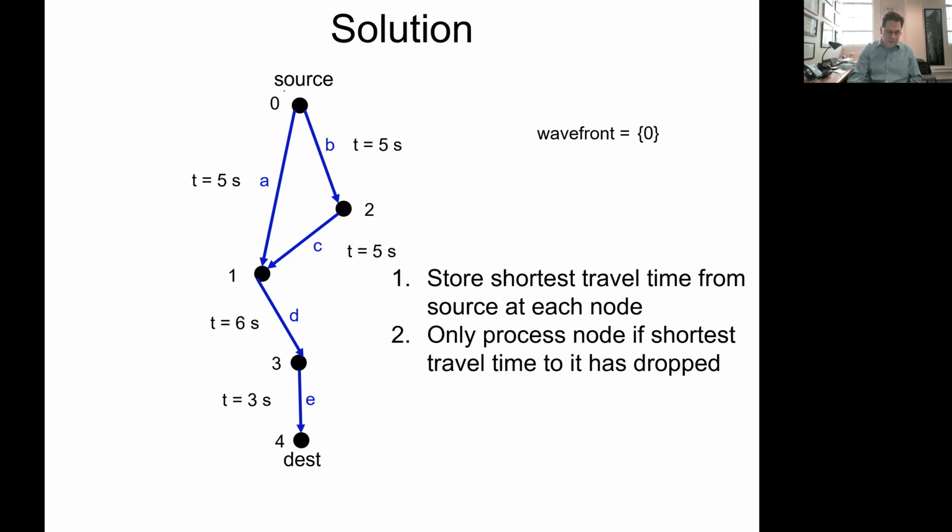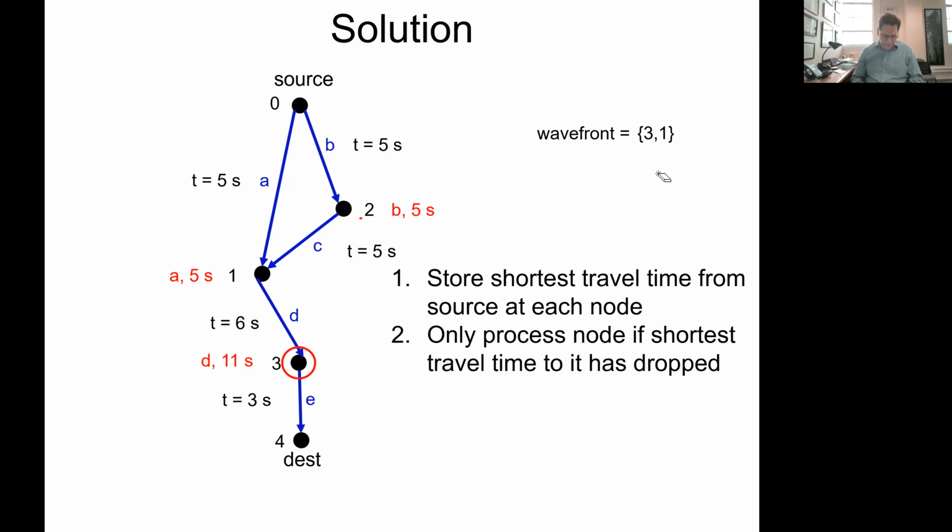So we start at the source, we put that in the wavefront. Okay, that's not our destination, so we put the two things that it can reach, node 1 and node 2, in the wavefront. All right, we pull node 1 off first, we record that we got there through edge A, and then we put node 3 back in the wavefront, because that's what node 1 can reach. Then we pull off node 2, okay, record that we got there through edge B, and it's 5 seconds. And we put node 1 in the wavefront again, because node 2 can reach node 1.